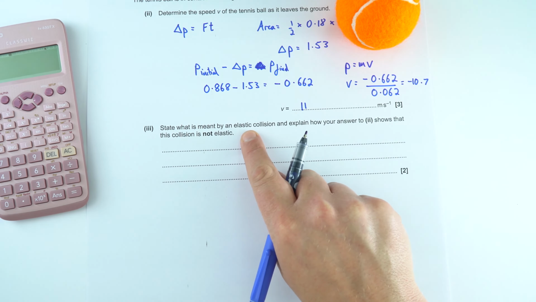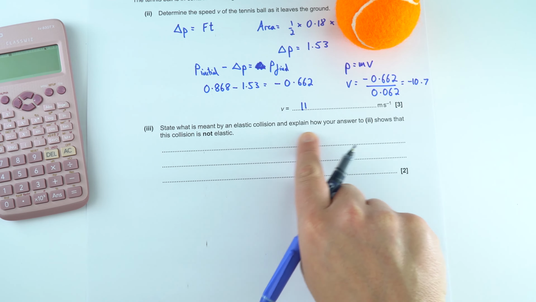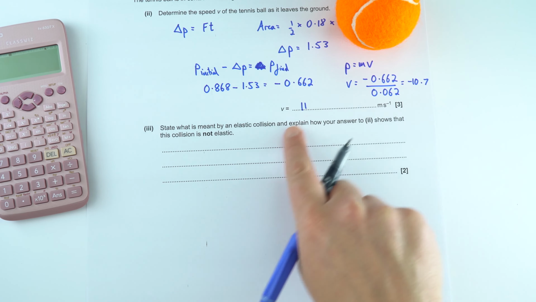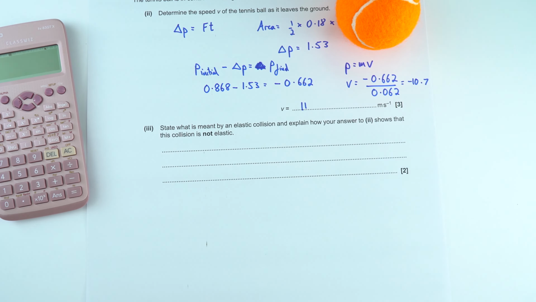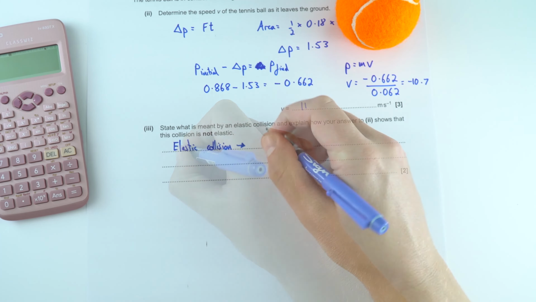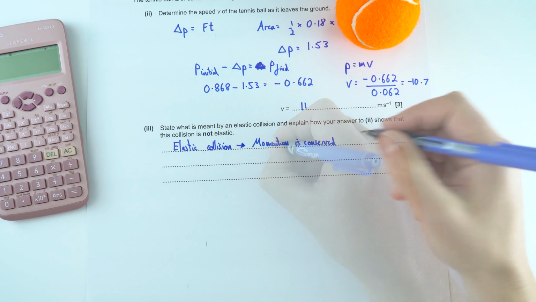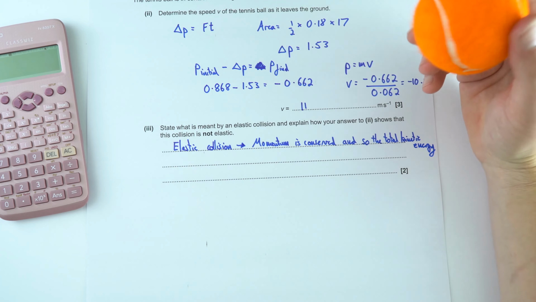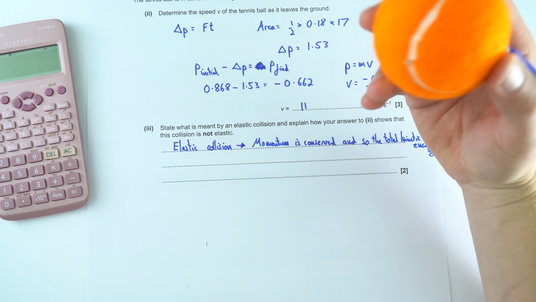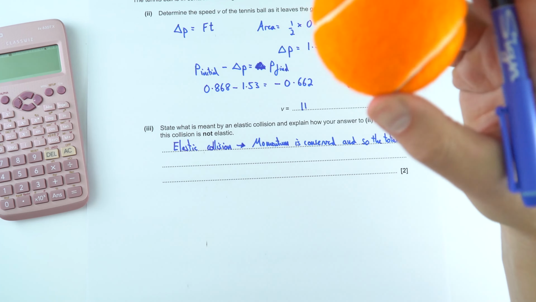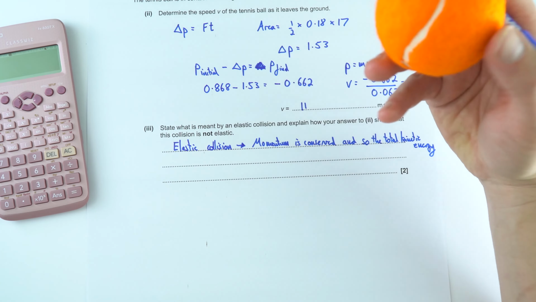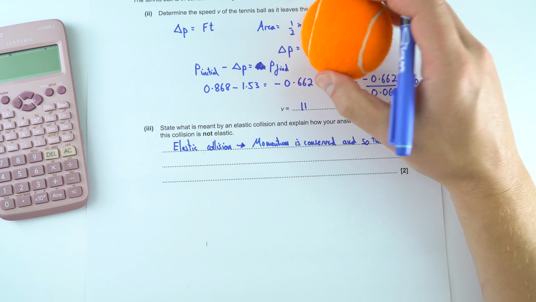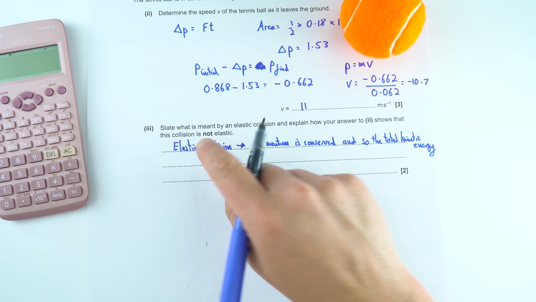What is meant by an elastic collision? And explain how your answer to question 2 up here shows that this collision is not elastic. So for an elastic collision, we can say that momentum is conserved, and so is kinetic energy. And of course, like everything, energy is also always conserved as well. So for an elastic collision between two objects, not only is momentum conserved, but the total kinetic energy is conserved as well. Now, why is this collision not elastic?